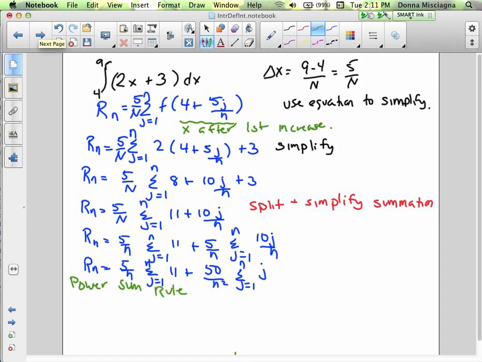All right, so now we're going to have 5n times 11n plus 50 over n squared times n squared over 2 plus n over 2. All right, and now we'll distribute that. So the n's are going to cancel, right? So this is 55.